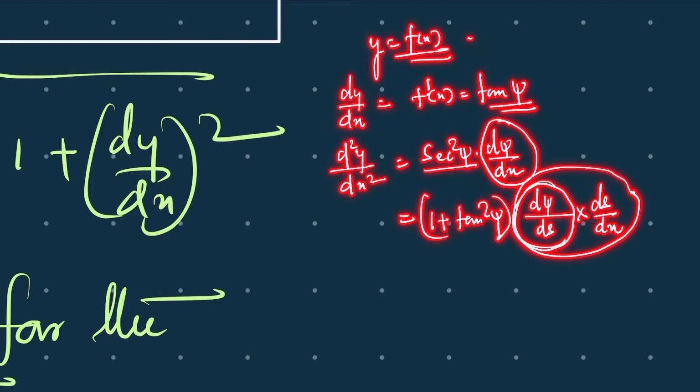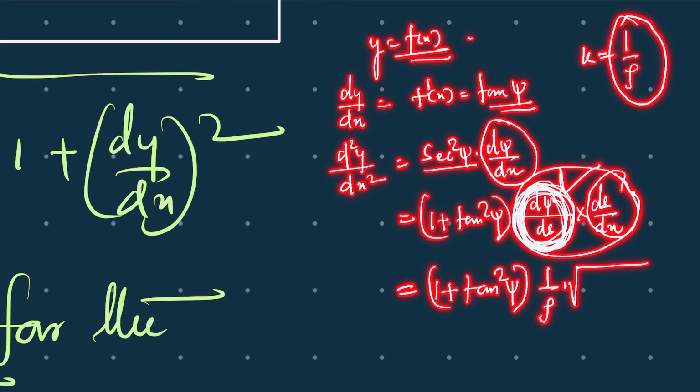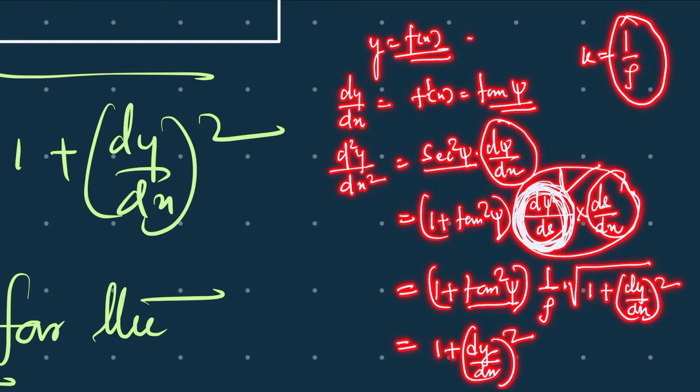But what is this d psi by ds? Sorry, this is nothing but k. And k is exactly 1 by rho, so we replace d psi by ds with 1 by rho. So this will be equal to 1 plus tan square of psi, into 1 by rho, into ds by dx, and the formula for ds by dx is the square root of 1 plus dy by dx the whole square. Tan of psi is nothing but dy by dx, so we get 1 plus dy by dx the whole square, into 1 by rho, into the square root of 1 plus dy by dx the whole square.